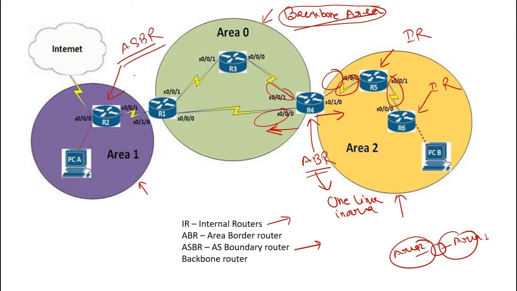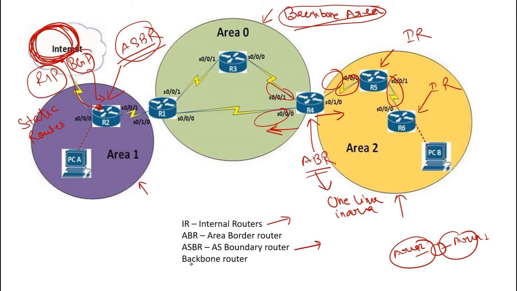Or if it is not connected to the internet but it is using redistribution, like static routes are redistributed on this router. So static routes or RIP or BGP or any of the routing protocols are redistributed on this router 2, then this router 2 will be the ASBR. Don't worry, I will tell you about this redistribution, because I have not told you yet, so you might not be aware.